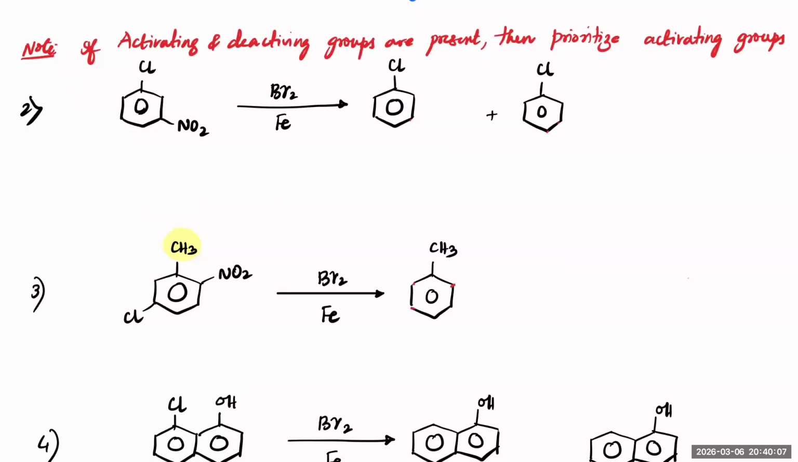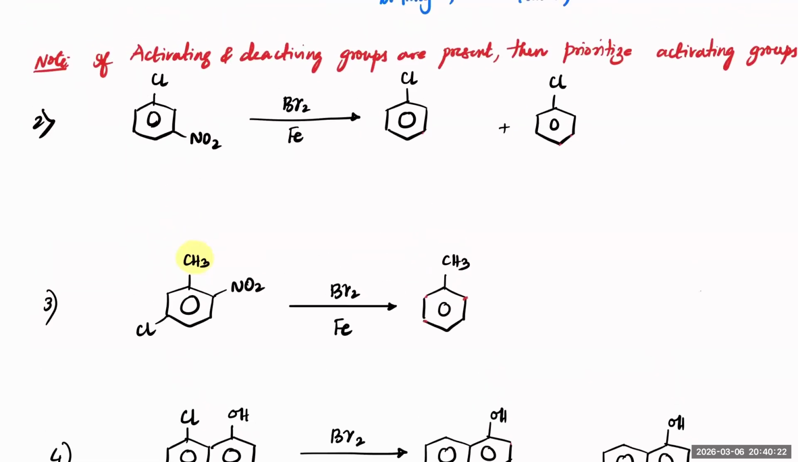Next, second case. Now in this case, you notice that both of them are deactivating. Clear? So what if you have chlorine? You can notice that chlorine is deactivating, right? And NO2 is also deactivating. In such a case, if these two are deactivating, the one which is ortho-para, which is less deactivating, in this case the less deactivating is chlorine. The one which is less deactivating, always listen to that first.